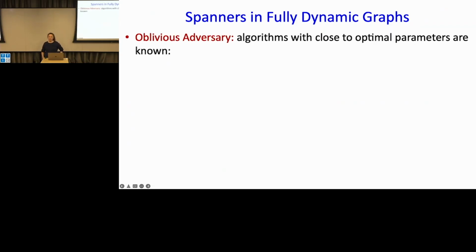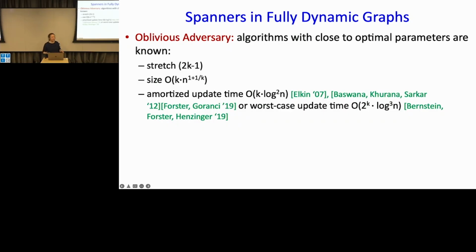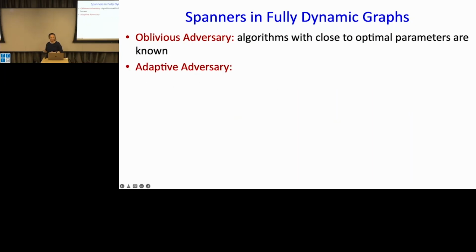So what was known about spanners in fully dynamic graphs? First of all, the oblivious adversary setting is pretty much solved. There are algorithms that get close to the best possible stretch to size trade-off. Update time is essentially polylogarithmic. There is still some small room for improvement, but it's pretty close to the best you can hope for. So I'm not going to talk about oblivious adversary anymore. In the rest of this talk, we're going to talk only about adaptive adversary.